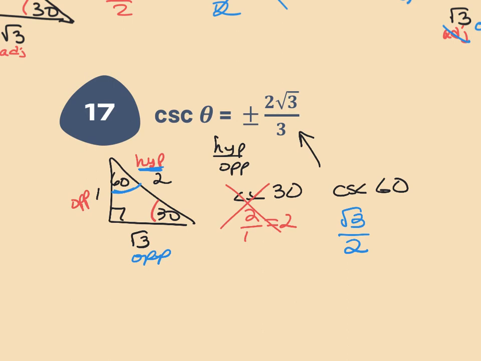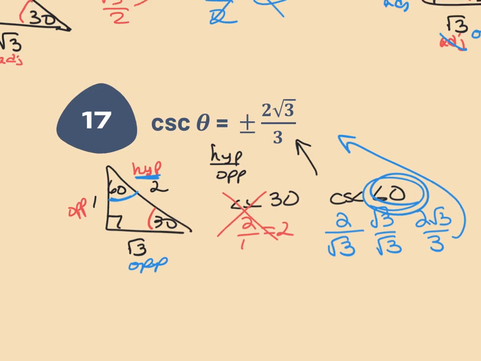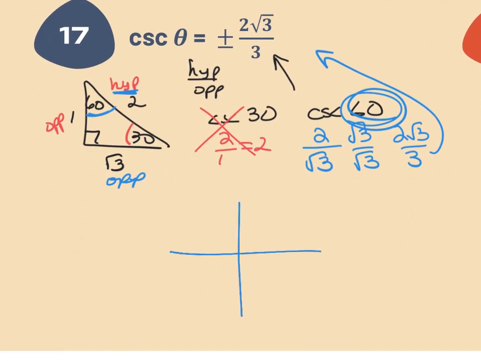I did that backwards. I'm doing hypotenuse over opposite. So 2 over root 3, I need to rationalize. 2 root 3 over 3, which is what I was trying to get. And now I can see my reference angle is 60. And because of the plus minus, I'm getting all 4 of them. So in quadrant 1, here's the 60. Then I have the 120, the 240, and the 300. So all 4 because my original problem had plus minus.